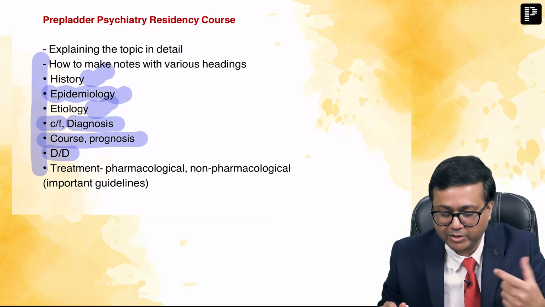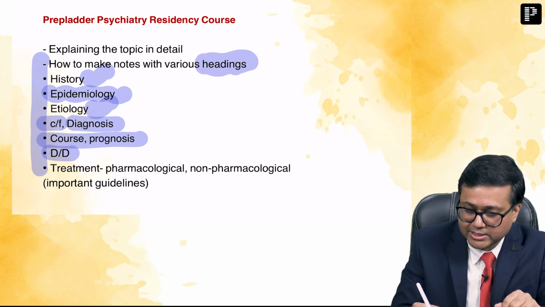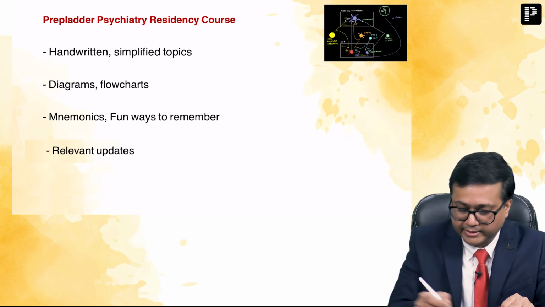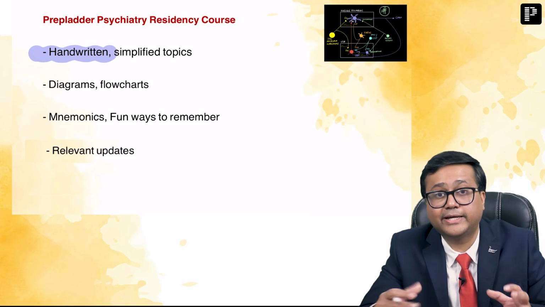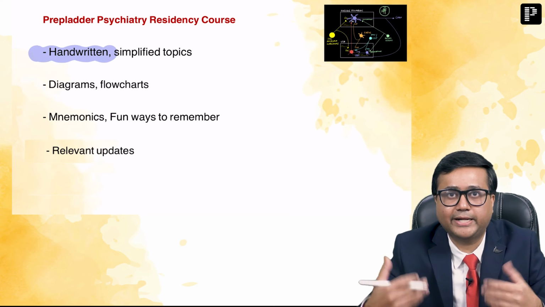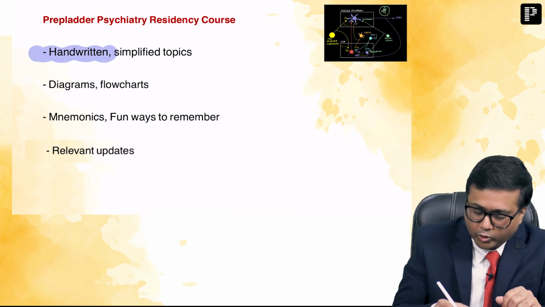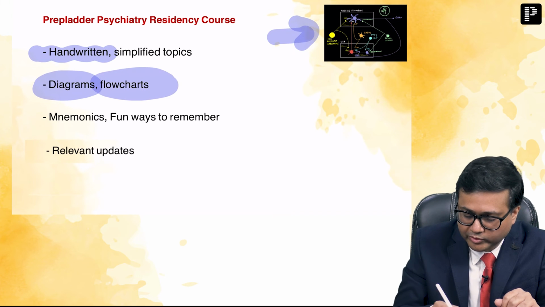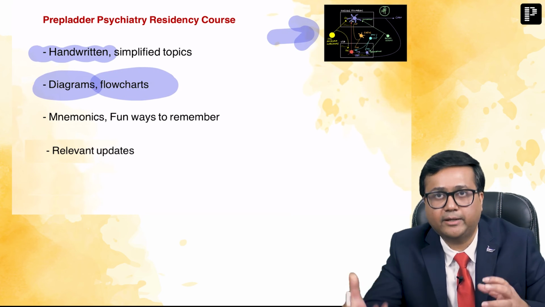So we have tried to simplify things with the use of these headings. Also, some of the other features you will find is that most of the notes are handwritten. We have tried to simplify them so that you can replicate them when you're writing a theory question. Also you'll find a lot of diagrams. Diagrams and flowcharts will be one of the very key features of the app, of the lectures.